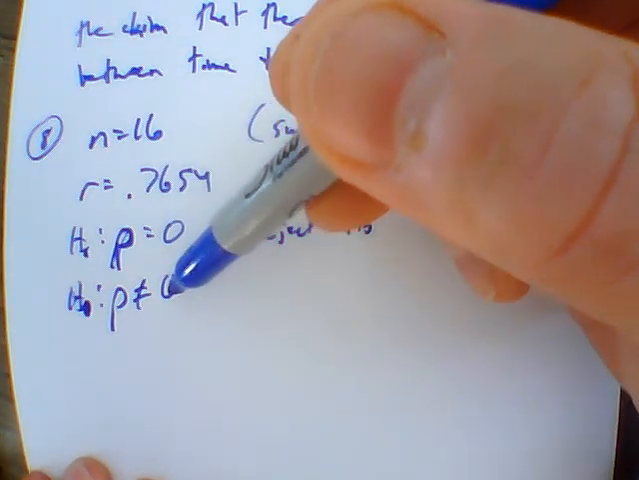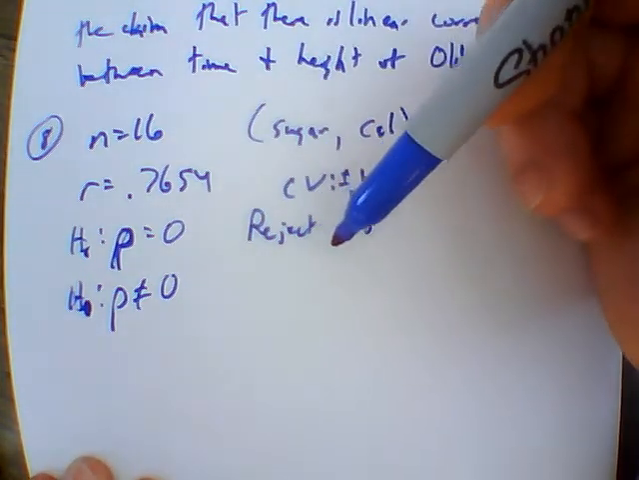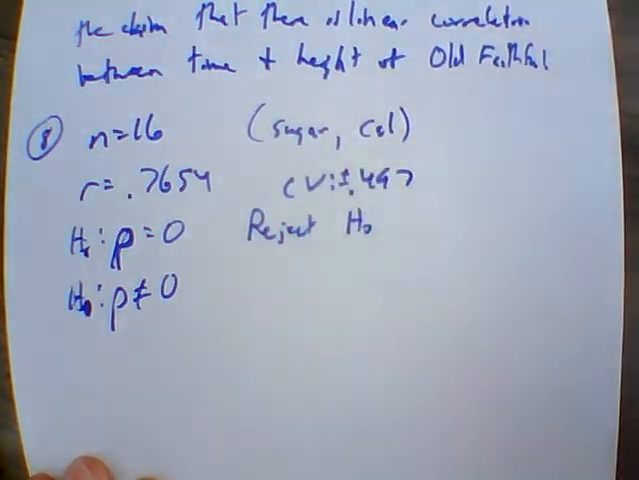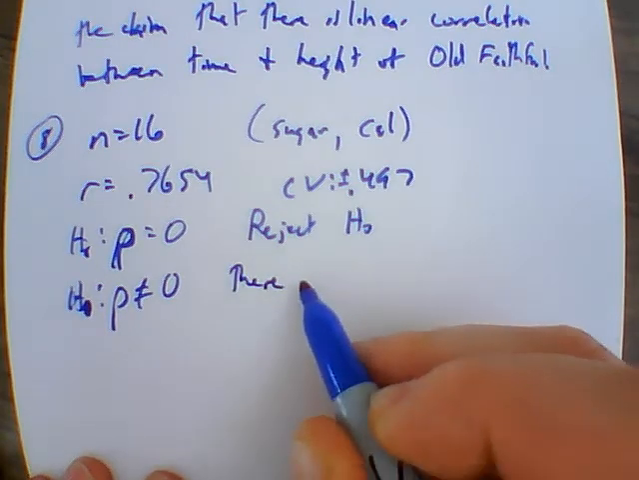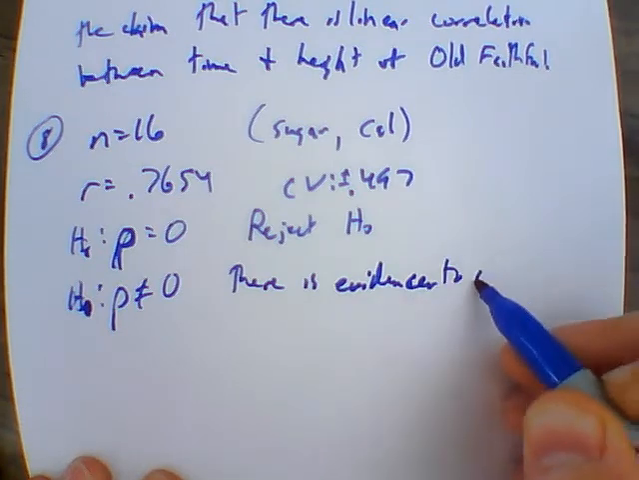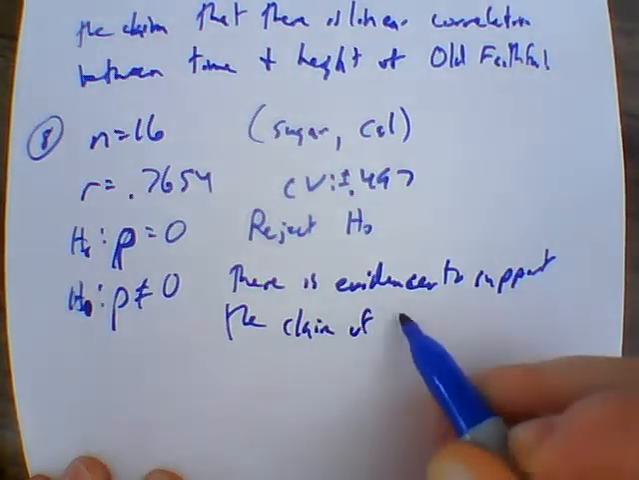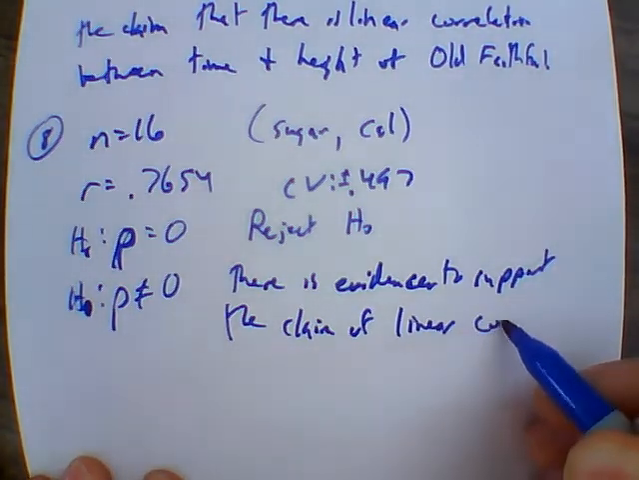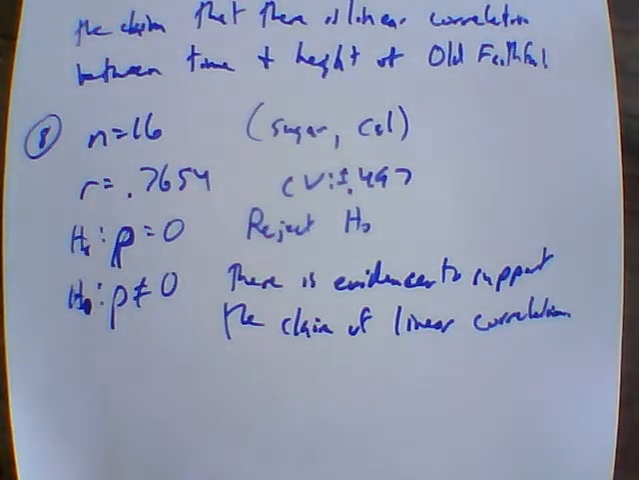Now remember, this alternative hypothesis was showing that we have linear correlation. So we can now come and state that we're going to support the claim that there is linear correlation. So there is evidence to support the claim of linear correlation, once again filling out all the values that go into this.